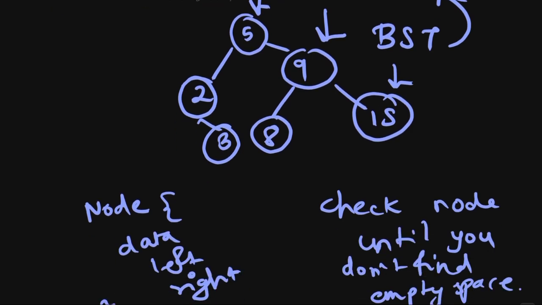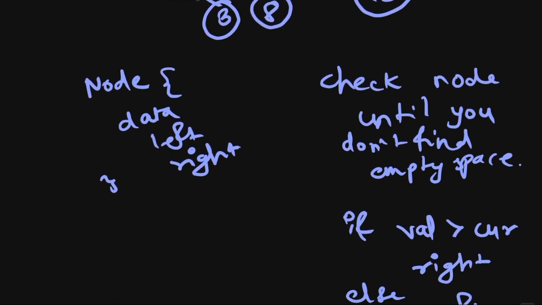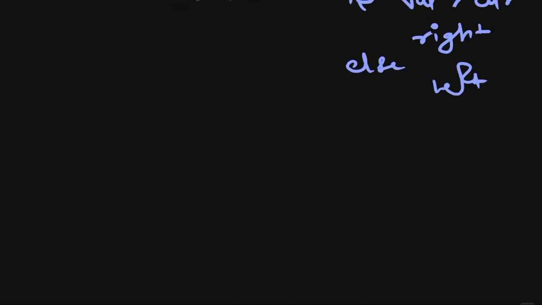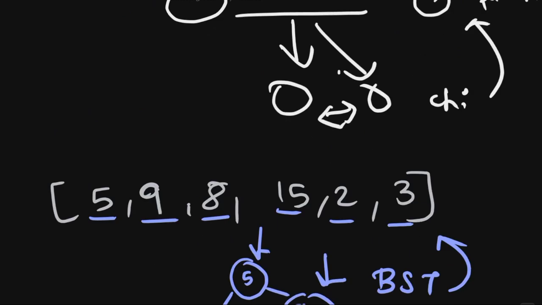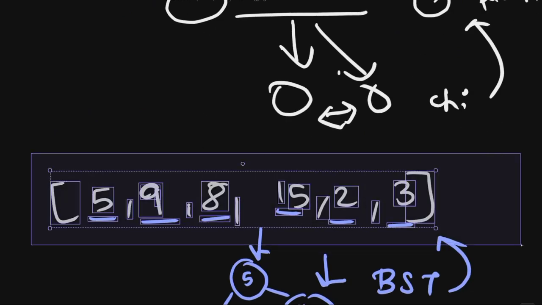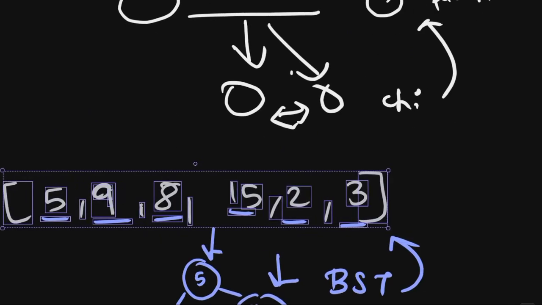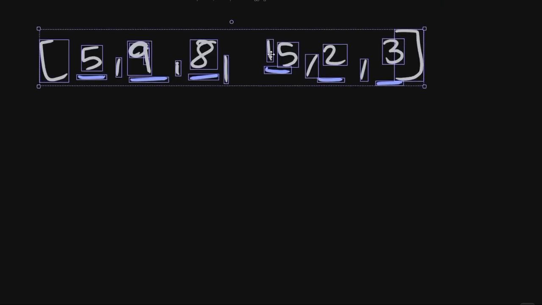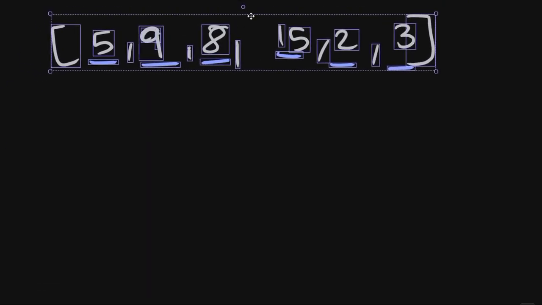So as we just said, check until you don't find an empty space, empty node, or empty position, and if the value is greater, put it in the right. If the value is lesser, put it in the left. So we have to do this basic thing. Let's just try to program this a bit. Let's say I have the same array. Let me just take this and paste it at the center.